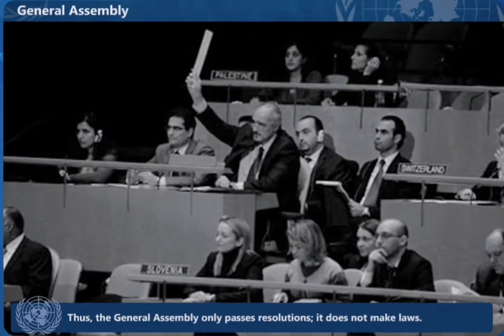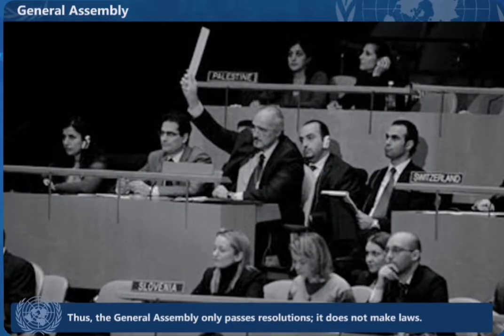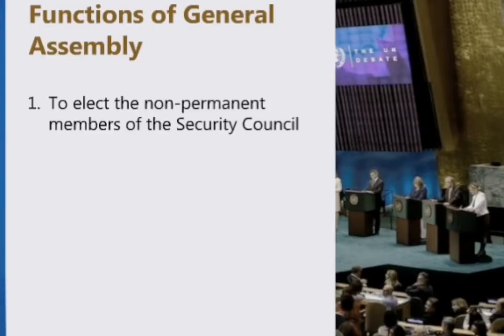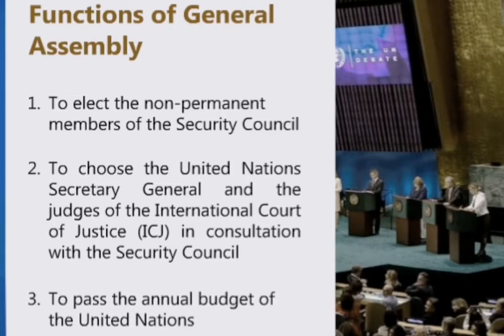Thus, the General Assembly only passes resolutions. It does not make laws. 1. To elect the non-permanent members of the Security Council. 2. To choose the United Nations Secretary General and the judges of the International Court of Justice, ICJ, in consultation with the Security Council. 3. To pass the annual budget of the United Nations.